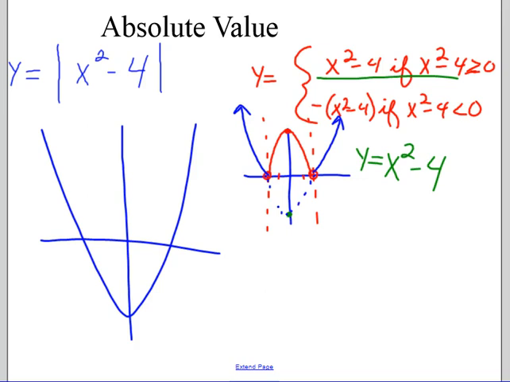Now, the short of this is you draw your normal graph and just keep in mind that anything that's negative, the stuff that's down here, gets flipped over the x-axis. It becomes reflected over the x-axis. And you just get this W shape.